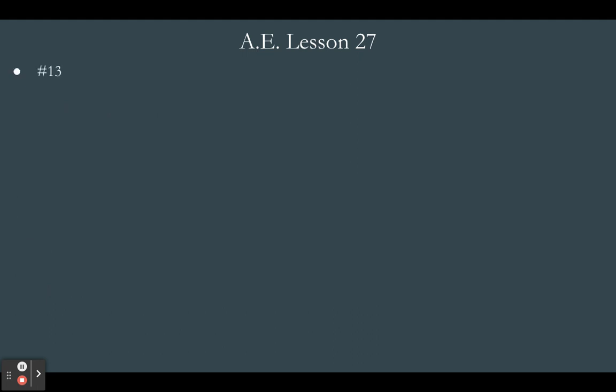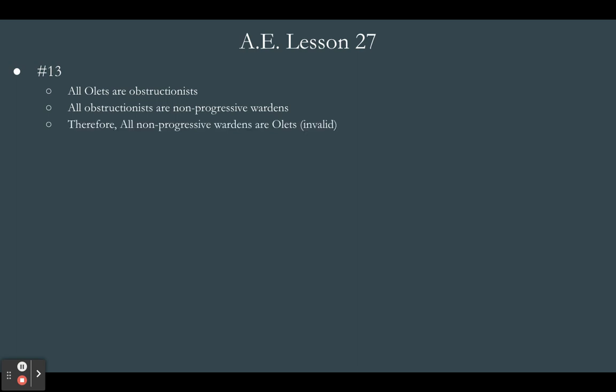For number 13, here's the final answer. I have no idea what an OLET is, so your guess is as good as mine. All OLETs are obstructionists. All obstructionists are non-progressive wardens. Therefore, all non-progressive wardens are OLETs. Now, this is invalid. Let's see if we can figure out why. Is the middle term distributed? Yes, obstructionist is distributed in the minor premise. We have an illicit minor. Our minor term is distributed in the conclusion, but not in the minor premise. Therefore, we have an illicit minor, so it's invalid.